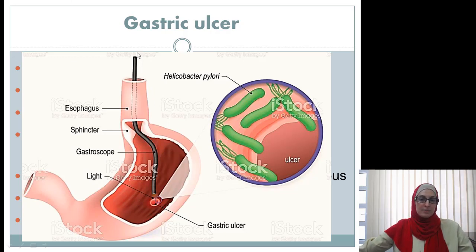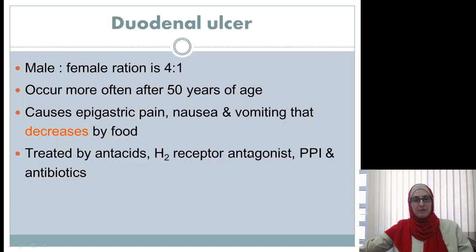This is how endoscopy is being done. The patient, through the mouth, gets this endoscope, and the endoscope just checks the mucosal lining. When they can see an ulcer, they would take a biopsy of that ulcer, checking for any malignant changes and checking for the presence of the bacteria, the Helicobacter pylori bacteria.